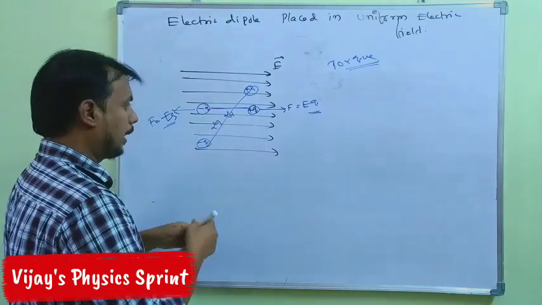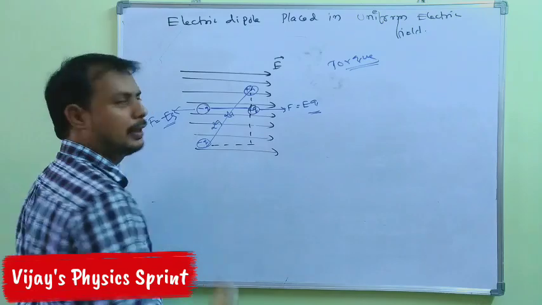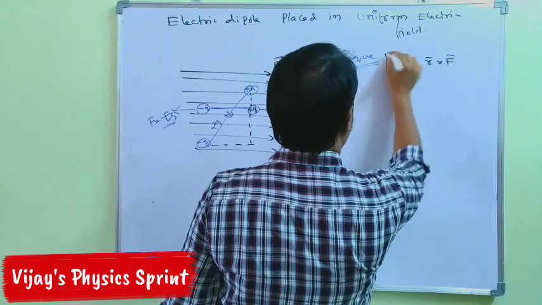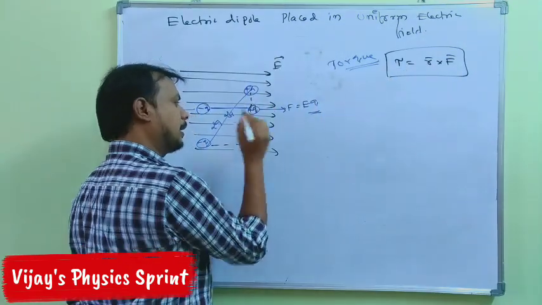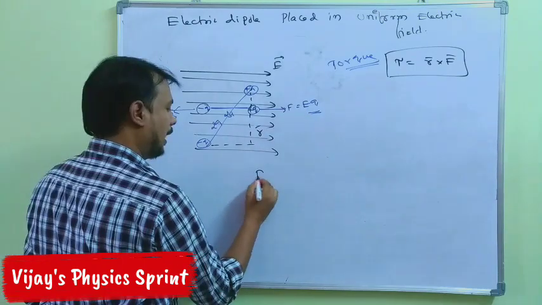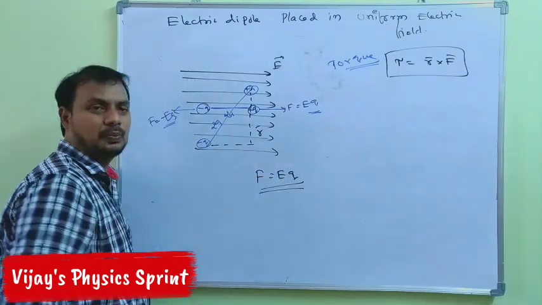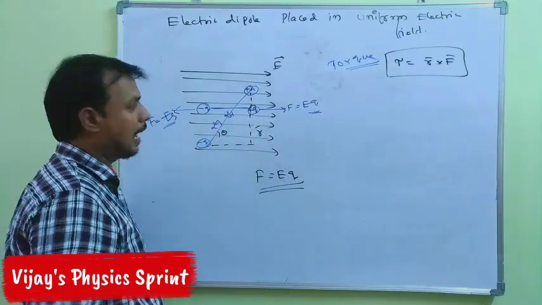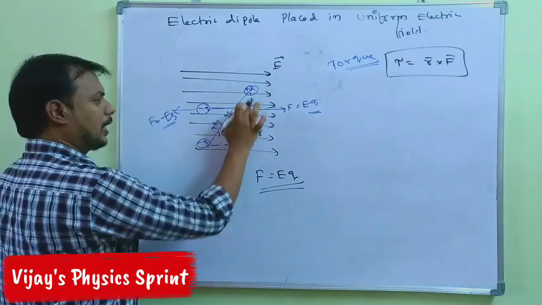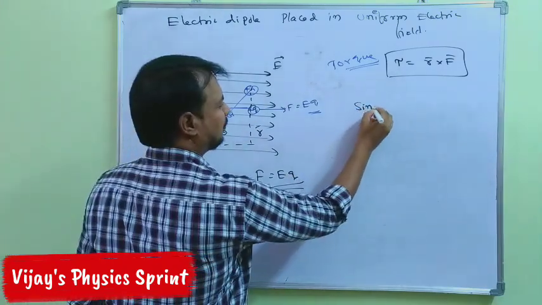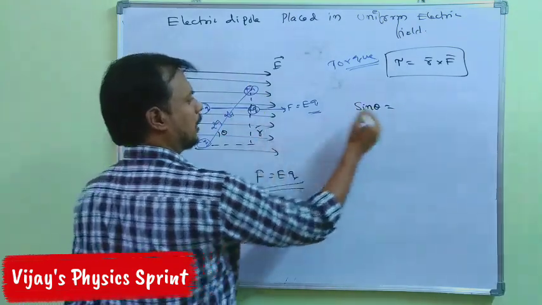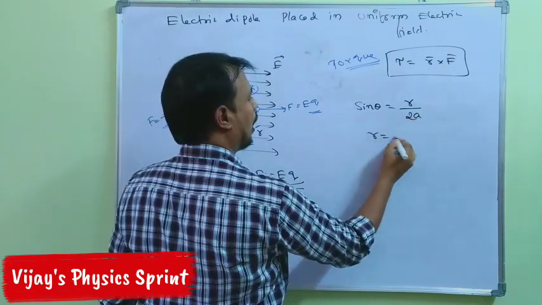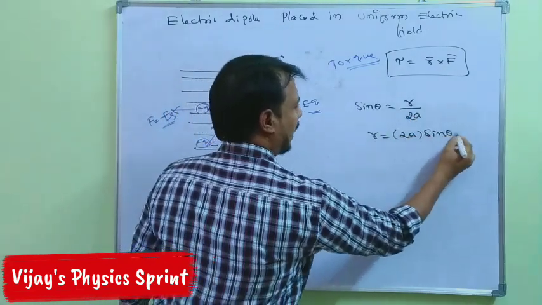Now this is the perpendicular distance. What is the formula for torque? Torque is equal to R bar cross F bar, where R bar is the perpendicular distance. The force we just calculated is F equals EQ. Now what is R? Using this triangle, theta is the angle with the electric field intensity. From this triangle, sin theta equals opposite, which is R, by hypotenuse, which is 2a. So R equals 2a sin theta.